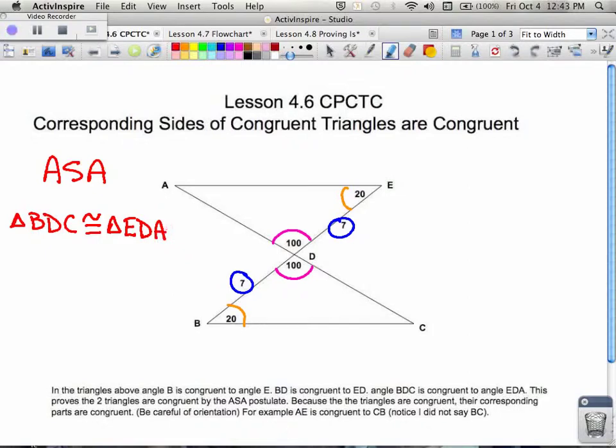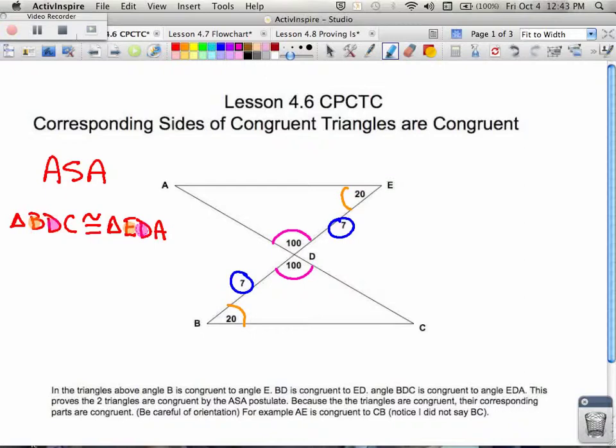As I look at these, I have to match these up correctly. So I have the orange marking B and E matching up. I have the blue sides matching up, and then the pink angles matching up, which are the D angles. And so that's how I'm matching these two up. If you don't write the two triangles that are matching up in the correct order, that becomes a problem.